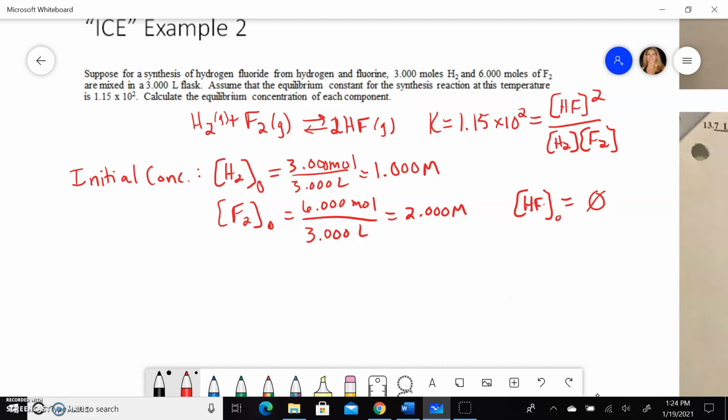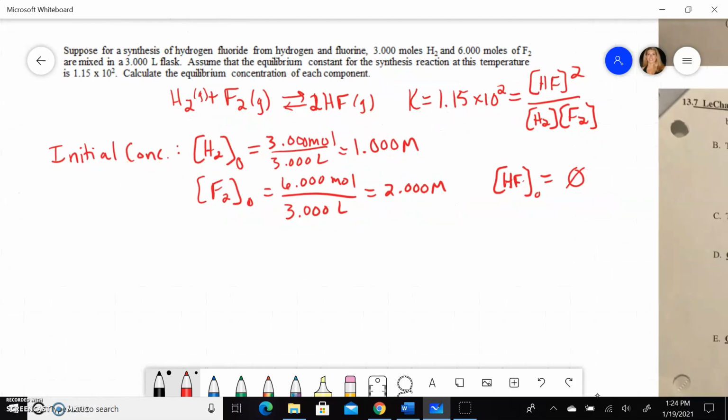And that's actually helpful because in this case, we're not going to have to solve for Q like we did in the first example. Because remember, anytime you have 0 for any of your concentrations, the reaction will shift towards the 0. So we already know that the reaction is going to shift to the right. So we can go ahead and set up our icebox.